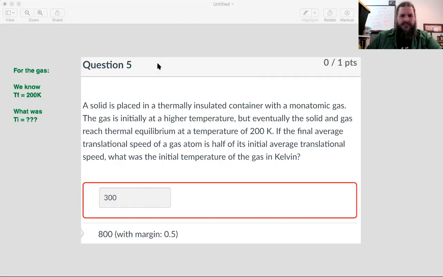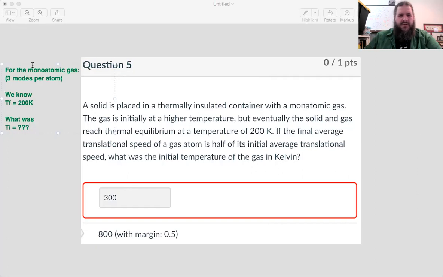It's monoatomic. So let me make a note of that. What does that tell us about the gas? Three modes. Yeah, three modes per atom. And that's it. It's got the three translational modes and nothing else.